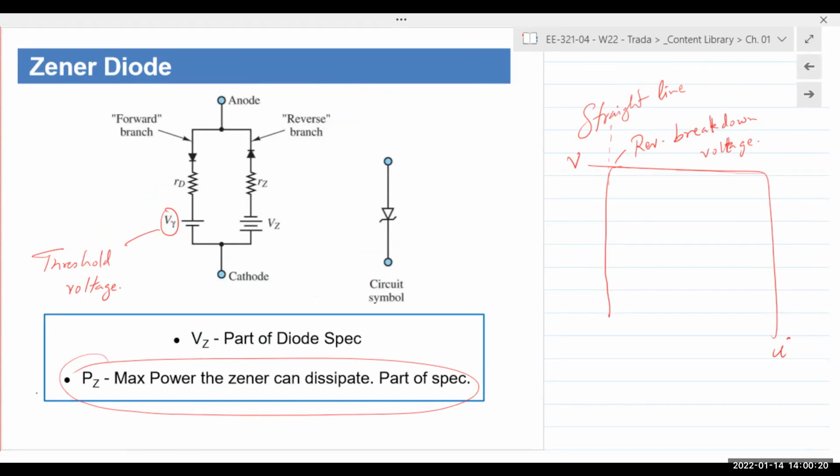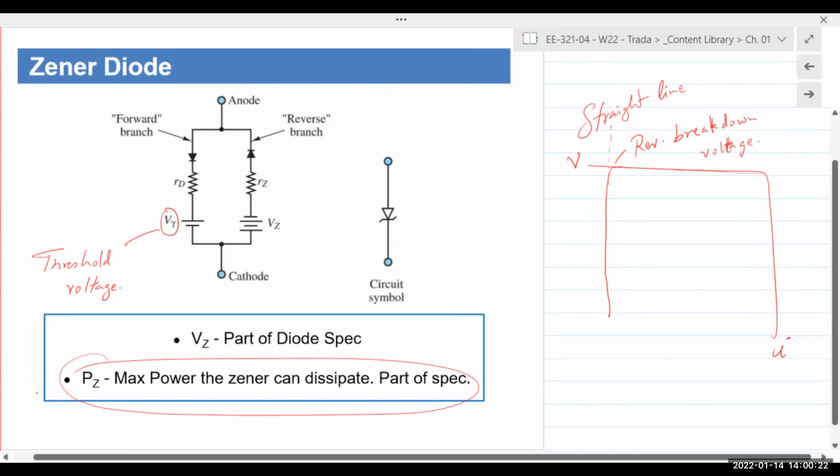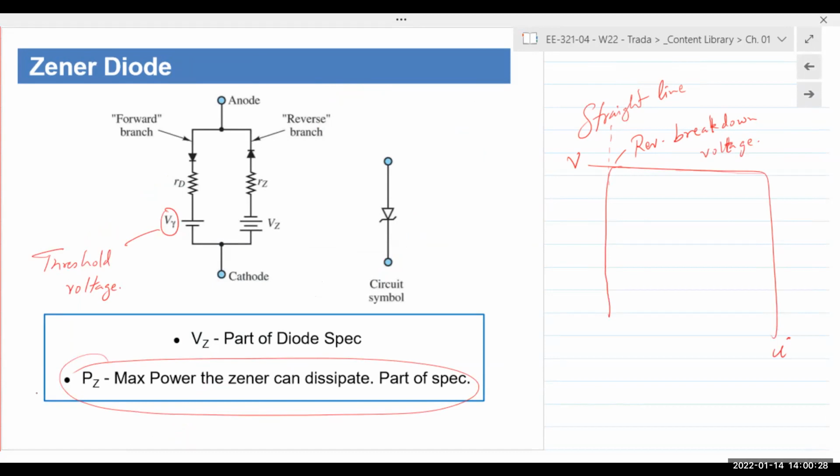It'll still hold the voltage constant, but if VZ times IZ exceeds PZ, you're going to see smoke coming out. Right? So when you look at the spec sheet of the Zener diode, the first thing you should always pay attention to is the PZ, meaning what kind of current you can limit that's going through there. All right.